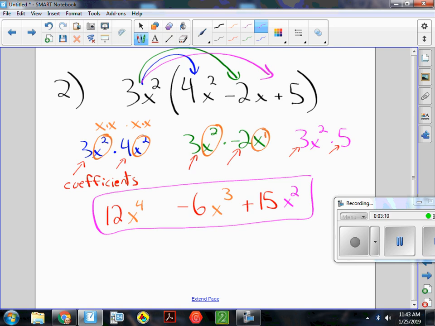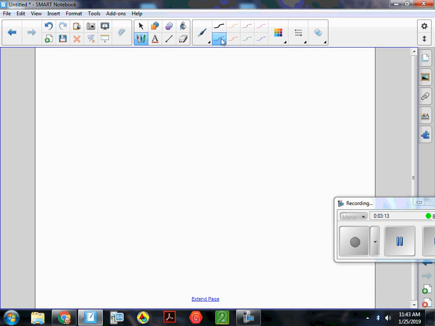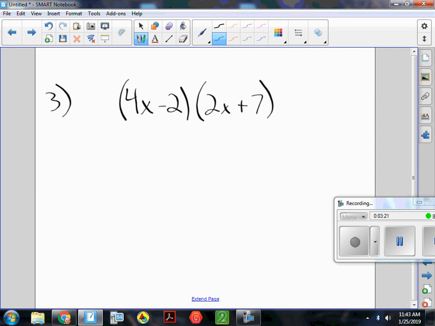Another example is what to do with binomials. So I'll give you an example. 4x minus 2 times 2x plus 7. A binomial is 2 terms times a binomial is 2 terms. And I'll show you a couple different ways to do that.